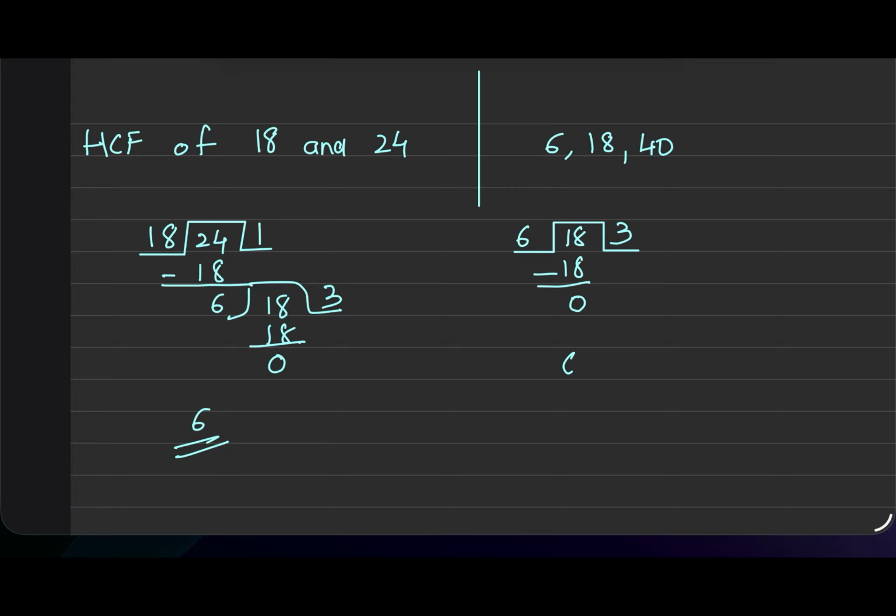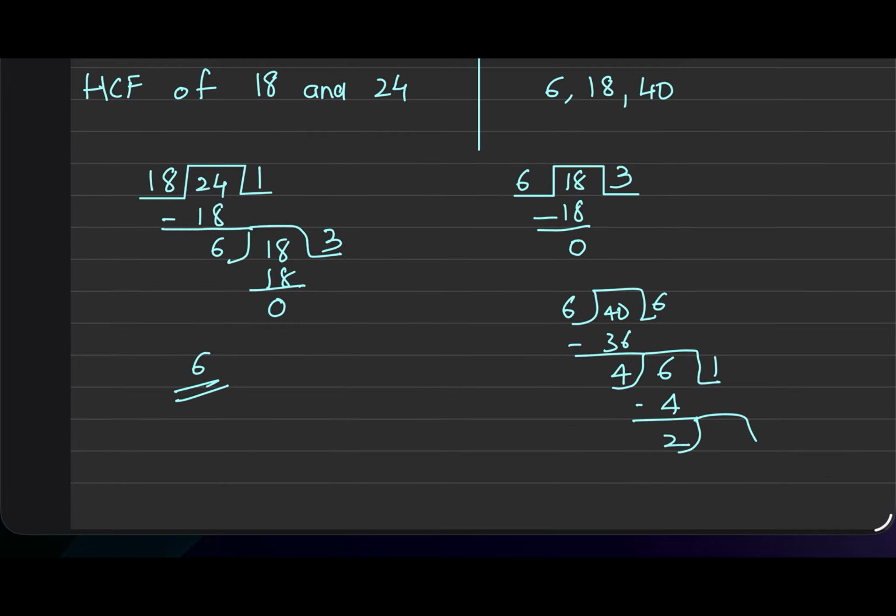So which is now 6 and 40. 6 6s are 36. 4 is here. Again, we bring down 6 here. 4 ones are 4. 2. Bring down 4. 2 twos are 4. And finally, the remainder is 0. So the HCF of these 2 numbers is just 2.